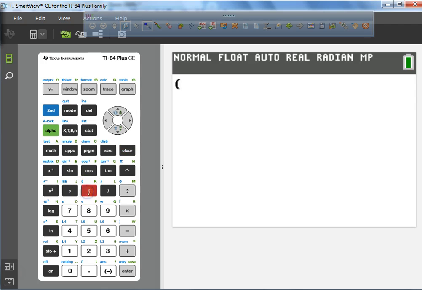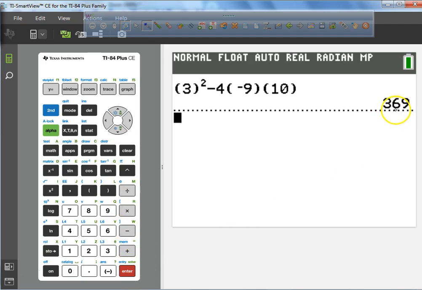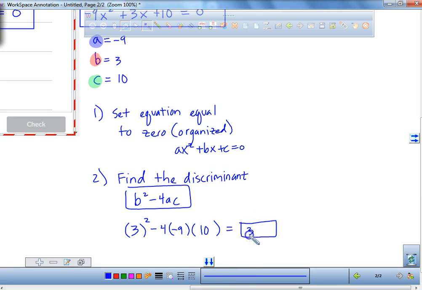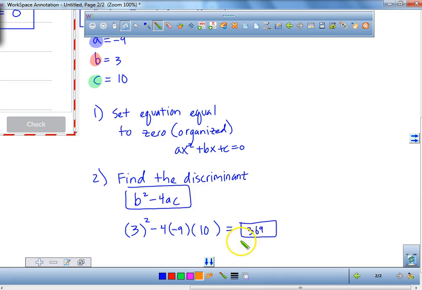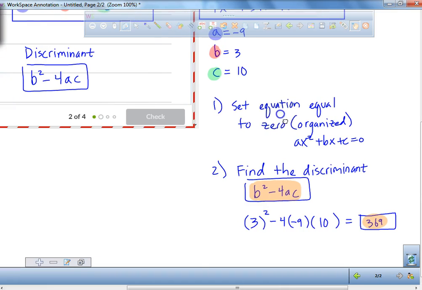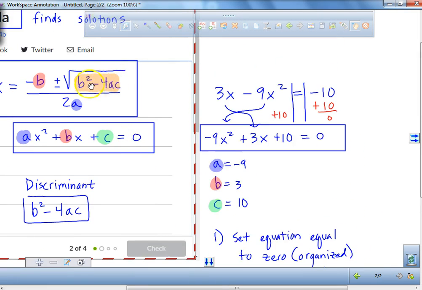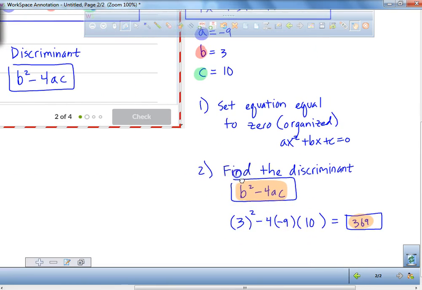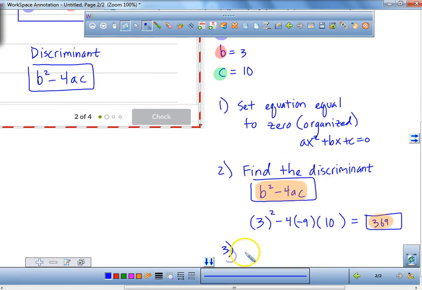I'm going to open up the parentheses: 3 squared minus 4 times, was it negative 9? And then our c value is 10, I believe. Press enter. What does it say? 369. So that's equal to 369. Now I'm going to highlight that in orange, because after you find the discriminant, all you do is take it and plug it into the quadratic formula. Where do I plug it in? You plug it in right there. So right now, after you find the discriminant, step 3, plug in all your information.